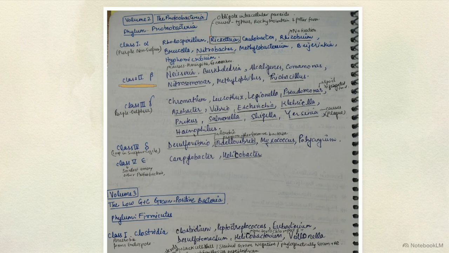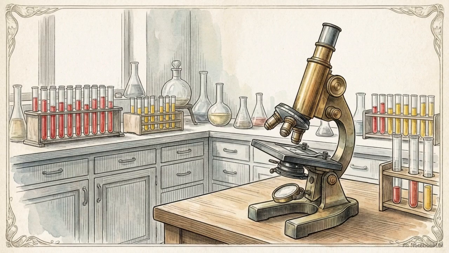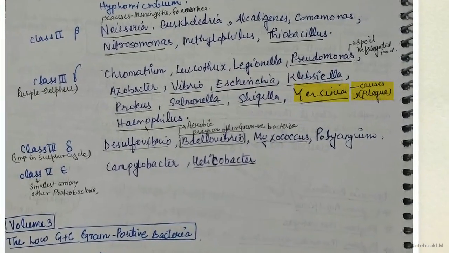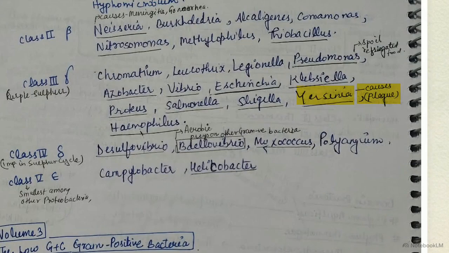Below that is Class 2, the beta proteobacteria, containing major environmental actors and human pathogens like Neisseria, noted as the causative agent for meningitis and gonorrhea. The third class, the gamma proteobacteria, represents the most economically and clinically significant group within the entire phylum. The variety in this Class 3 list is massive. It ranges from food spoilage agents like Pseudomonas to critical enteric microbes like Escherichia and Salmonella. The clinical impact is severe. Notice the inclusion of Yersinia, annotated directly with the historical disease it causes, plague.